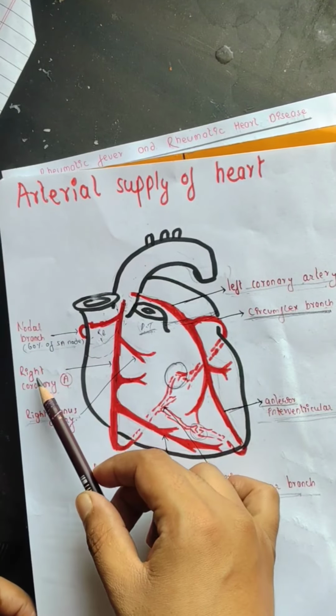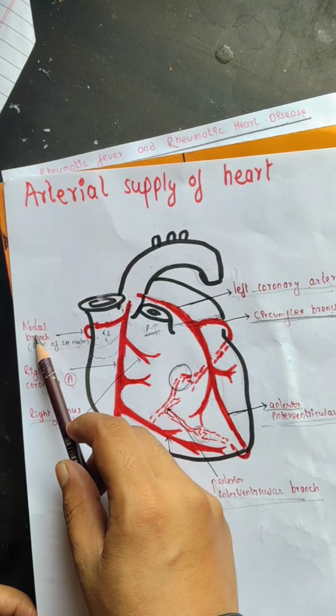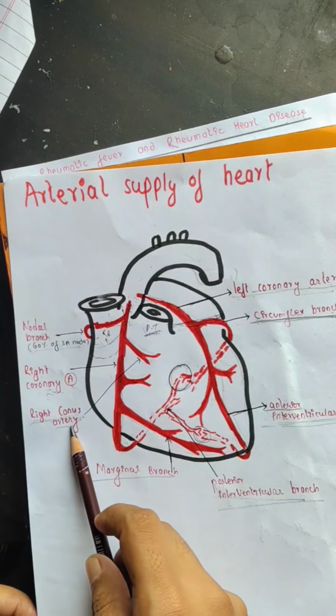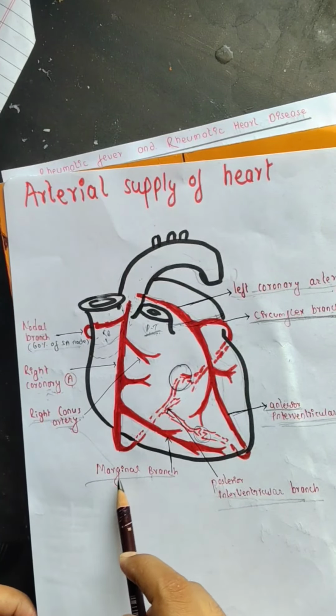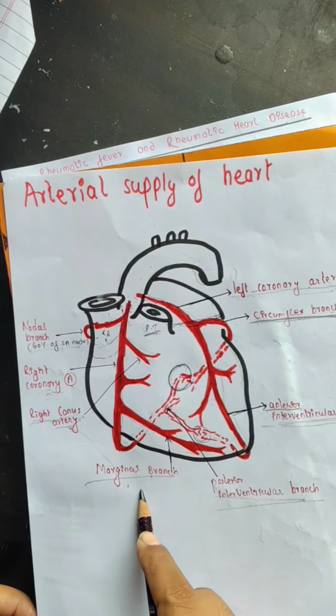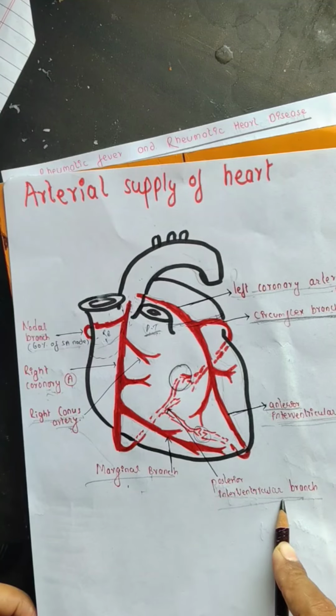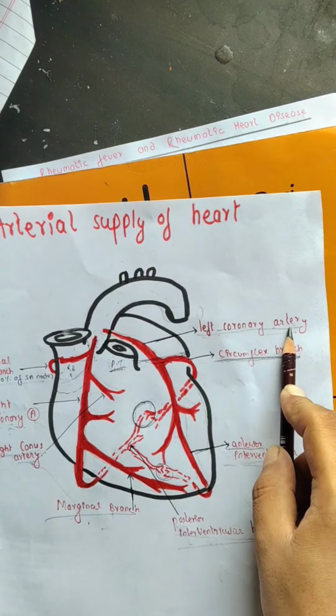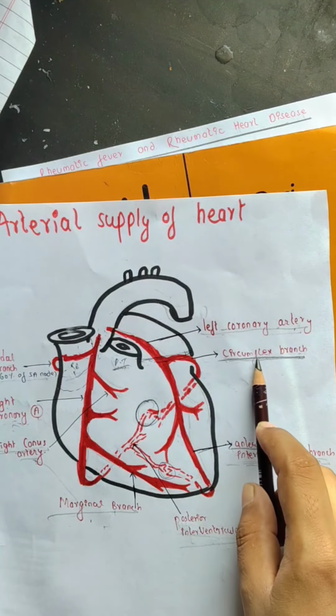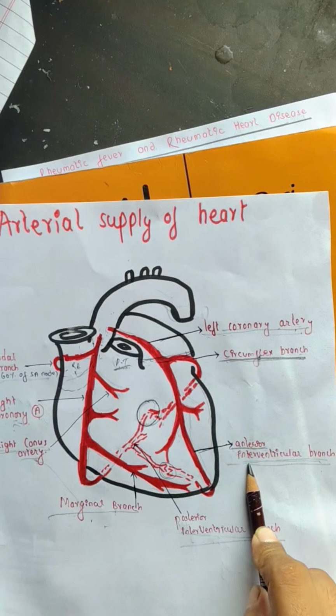Branches of the right coronary artery are nodal branch, right conus artery, marginal branch, which is the largest branch of the right coronary artery, and the posterior interventricular branch. For left coronary artery, two main branches are circumflex branch and the anterior interventricular branch.